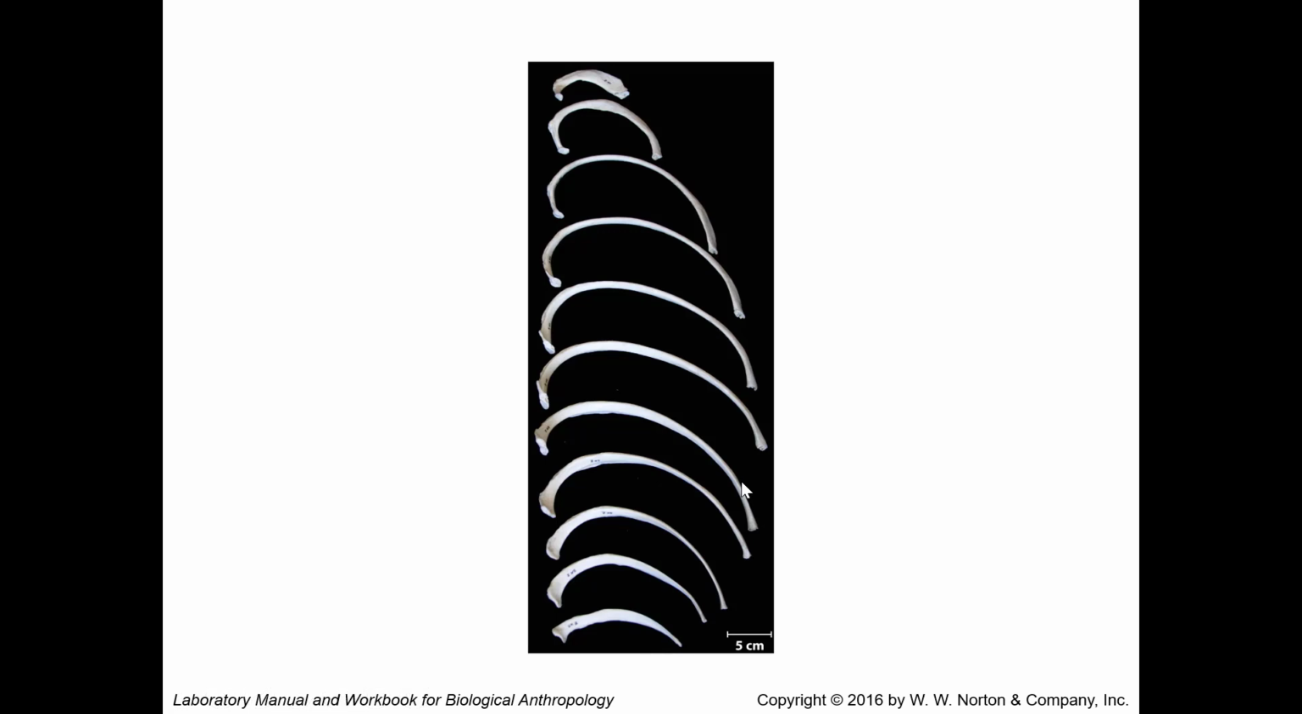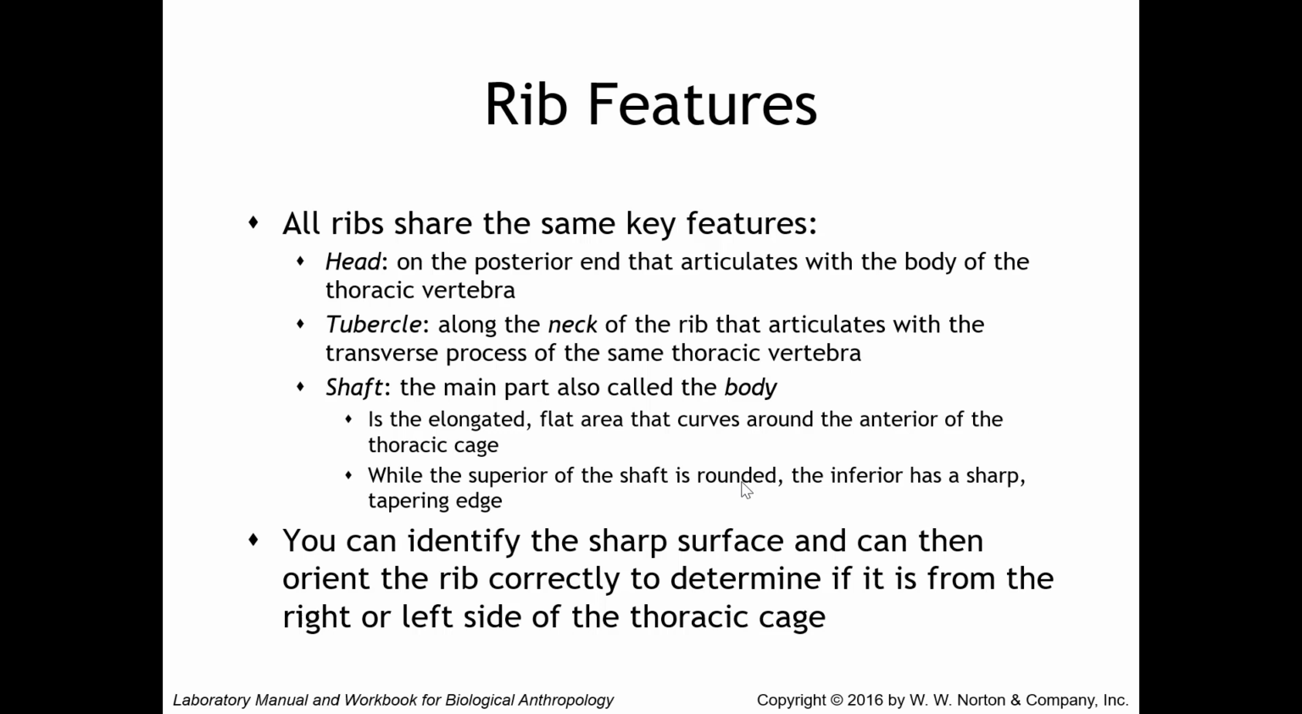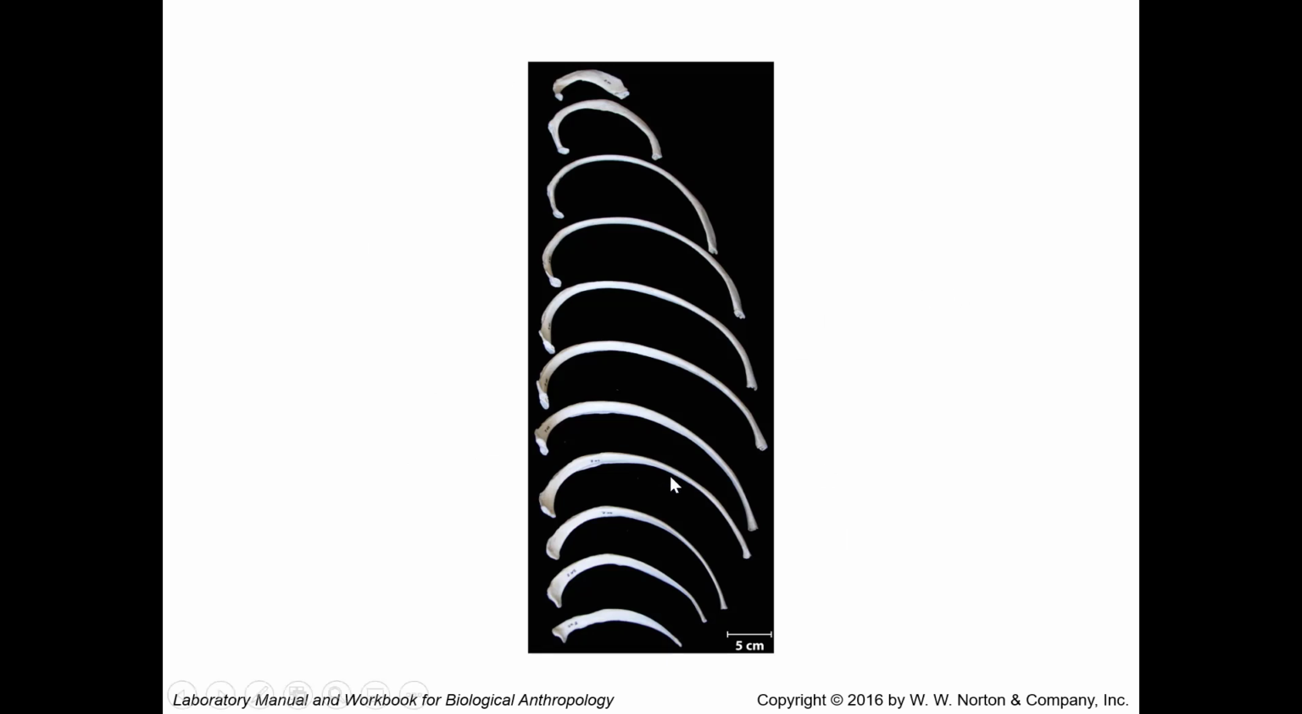So the rib features. We have to talk about the features of the ribs. They all share the same key features. They have a head, they have a tubercle, they have a shaft. The head goes on the posterior end, and it articulates with the body of the thoracic vertebra. So here you can see the head. The tubercle is along the neck of the rib, and it articulates with the transverse process of the same thoracic vertebra. It's a little hard to see, but here you can see a tubercle kind of sticking out. And then you've got the shaft, which is the main part of the rib.